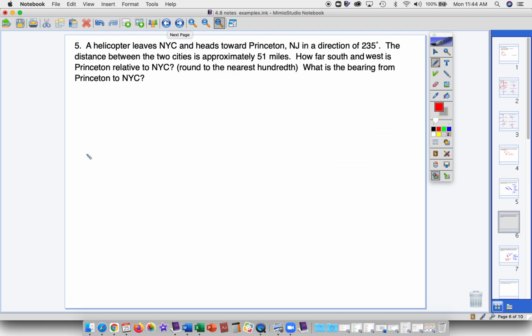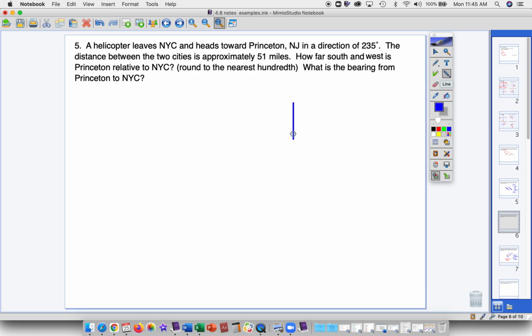Okay, let's try one more. So here we have a helicopter that leaves New York City and heads towards Princeton in a direction of 235 degrees. The distance between the two cities is approximately 51 miles. How far south and west is Princeton relative to New York City? Round to the nearest hundredth.